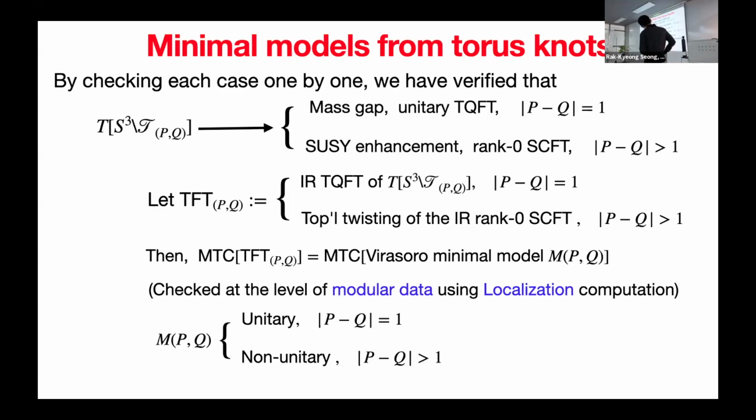Of course, we cannot check every element of the modular tensor category structure. We can check that at the level of the modular data from the localization computation. And recall that this Virasoro minimal model is known to be unitary for these cases and non-unitary in this case. So this is compatible with our expectation. So we checked case by case, and please believe this result.